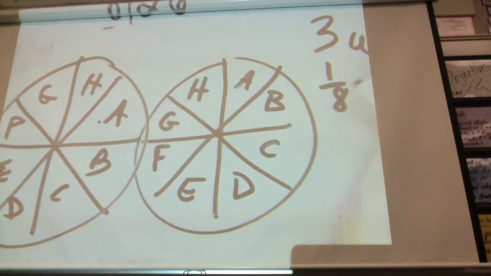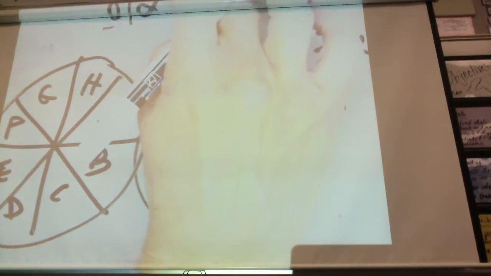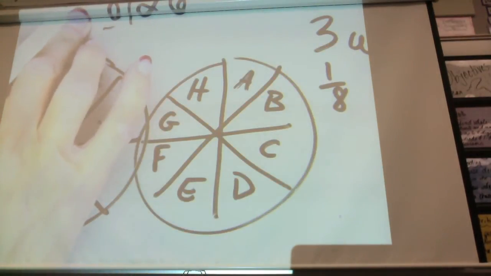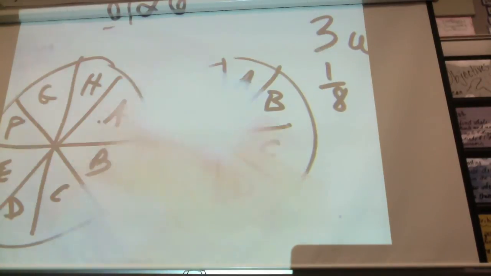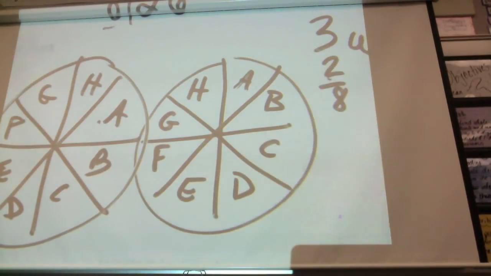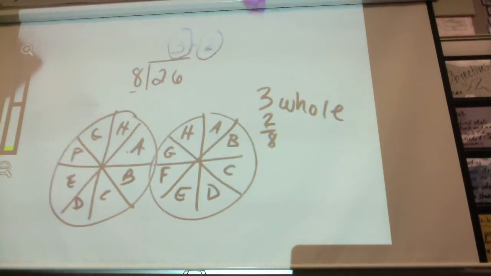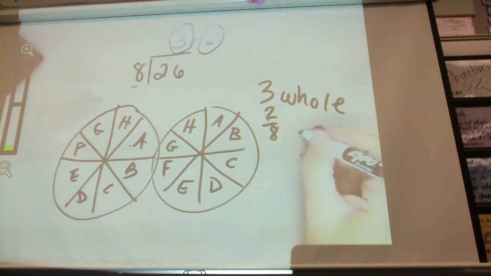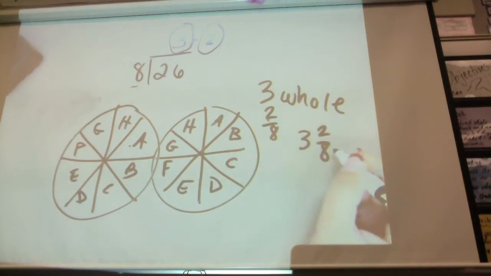Yeah. Okay. So now I have two pieces, 2 8s for everybody else. So this is what my answer will look like. 3 whole and 2/8, and we just write that like this. Because people know that the 3 means a whole number and the 2/8 means a fraction.